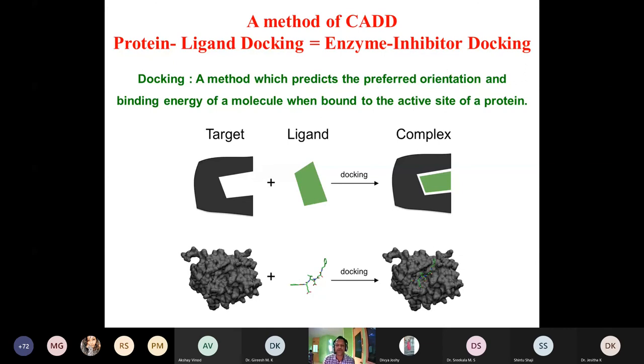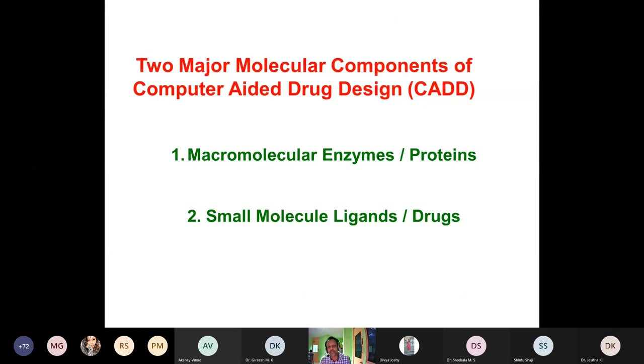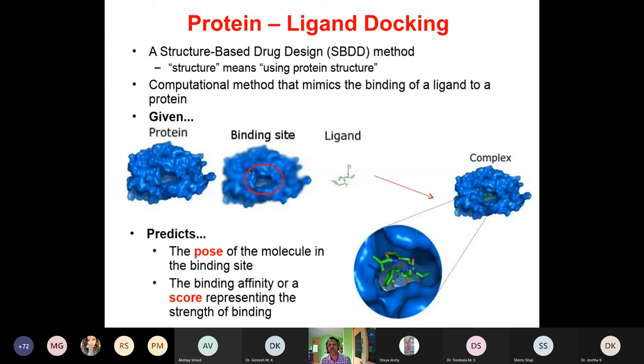So two molecular components are involved in computer-aided drug design or docking. One is macromolecular enzymes or target proteins. The second is small molecules or ligands or drugs. I'm not going into the detail. Anyway, in docking, you are finding the binding affinity of a ligand to the active site of a protein, and as a result of this docking, you obtain binding scores or docking scores.